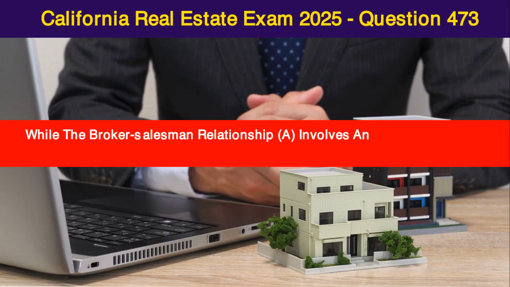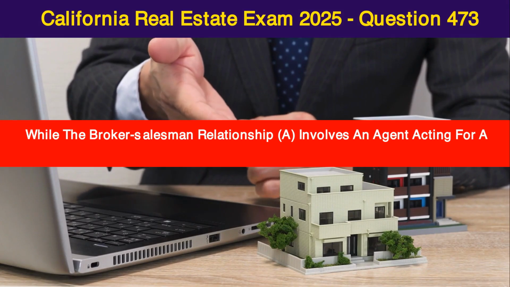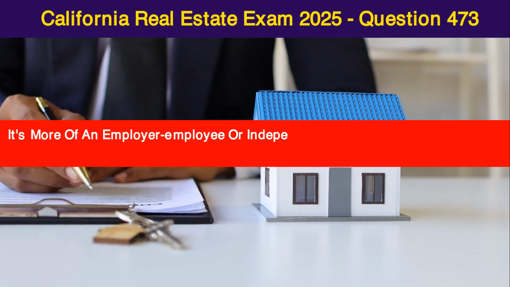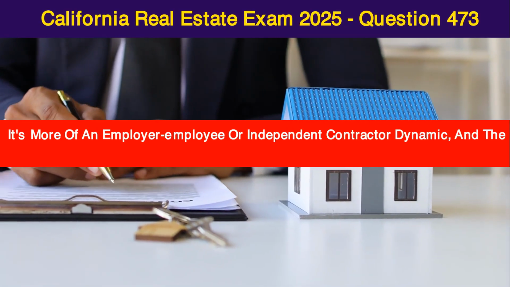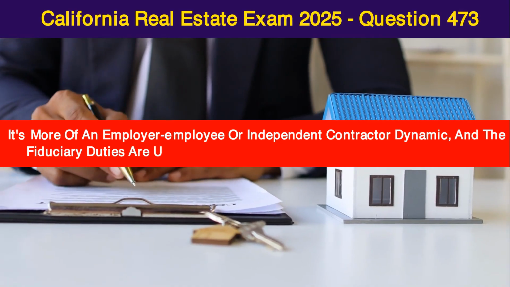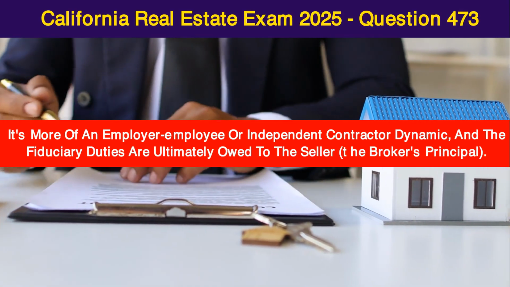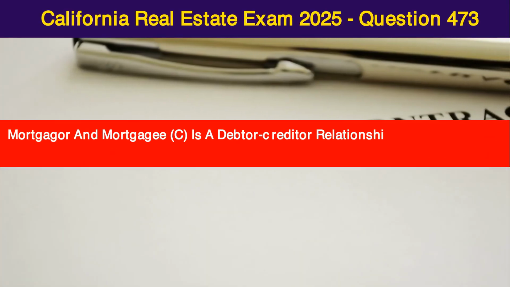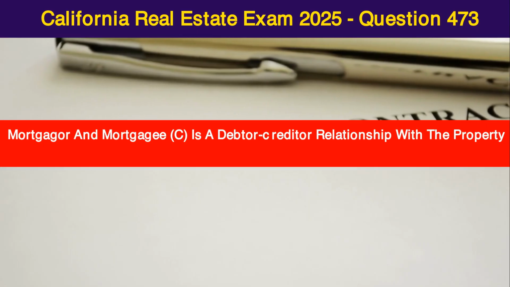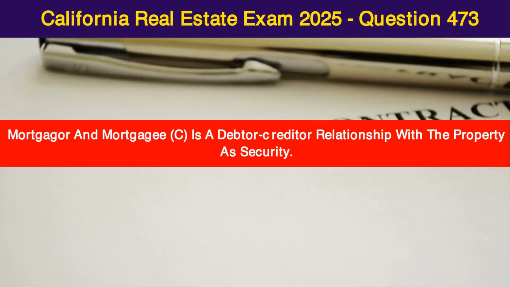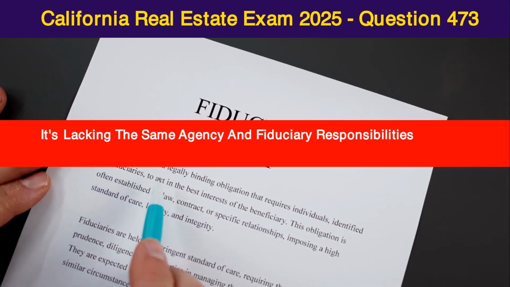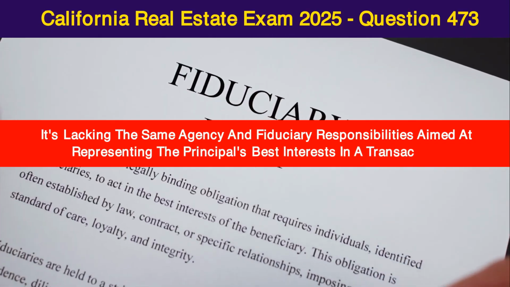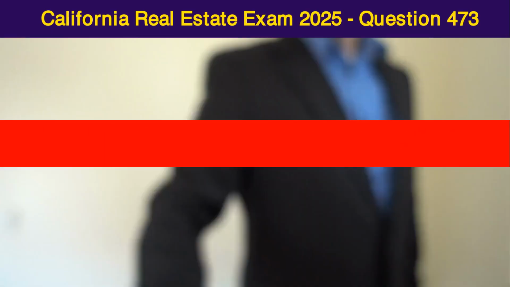While the broker-salesman relationship, A, involves an agent acting for a principal, the broker, it's more of an employer-employee or independent contractor dynamic, and the fiduciary duties are ultimately owed to the seller, the broker's principal. Mortgagor and mortgagee, C, is a debtor-creditor relationship with the property as security. It's lacking the same agency and fiduciary responsibilities aimed at representing the principal's best interests in a transaction.